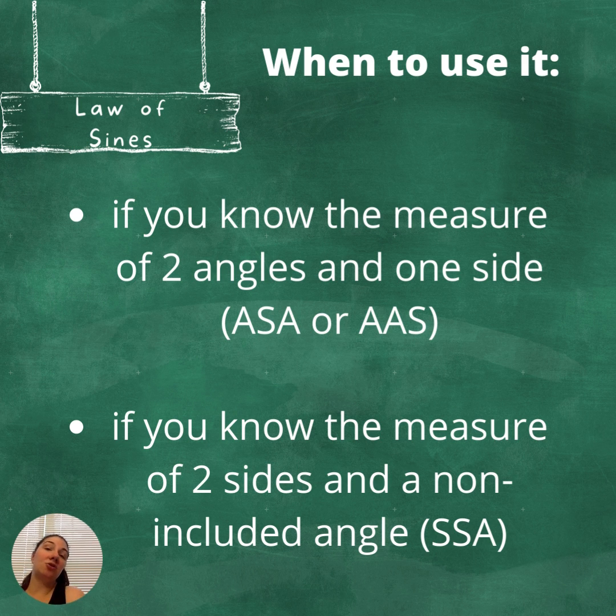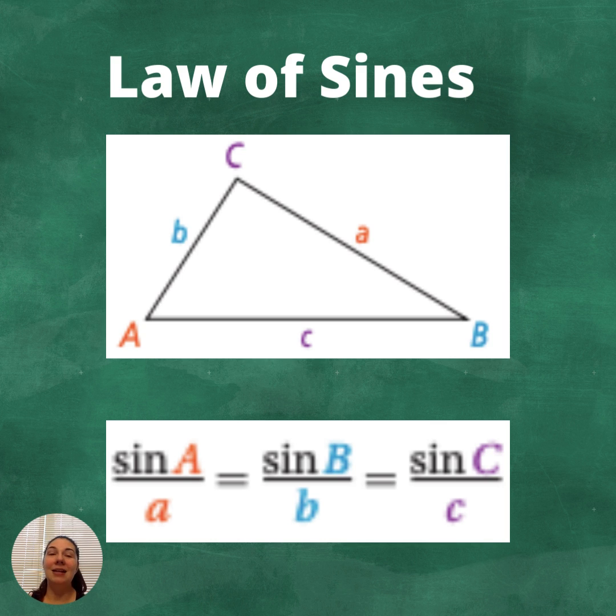So with the law of sines, the triangle does not need to be a right triangle in order to use it. And here's what the law of sines looks like. So if you look at this triangle, you have capital letters and lowercase letters that are the same letters as the capital letters. The capital letters represent the angles or the angle measures, and the lowercase letters represent the sides opposite of those angles. So capital A is angle A, lowercase a is the side opposite of that angle. So again, capital B is angle B, and lowercase b is the side opposite of angle B.